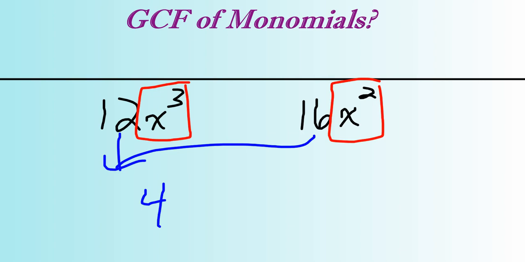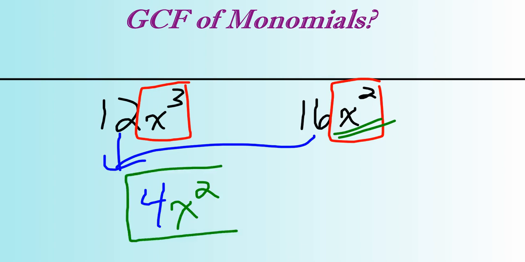So if you look at these two expressions and think of the x's like primes, then the number of x's that would be common between the two of them, remembering that you can't share what you don't have, is 2. There are 2 x's in 16x squared. There are 3 in 12x cubed, but because 2 is the smaller number of x's, that is the greatest number that the two monomials can have in common.